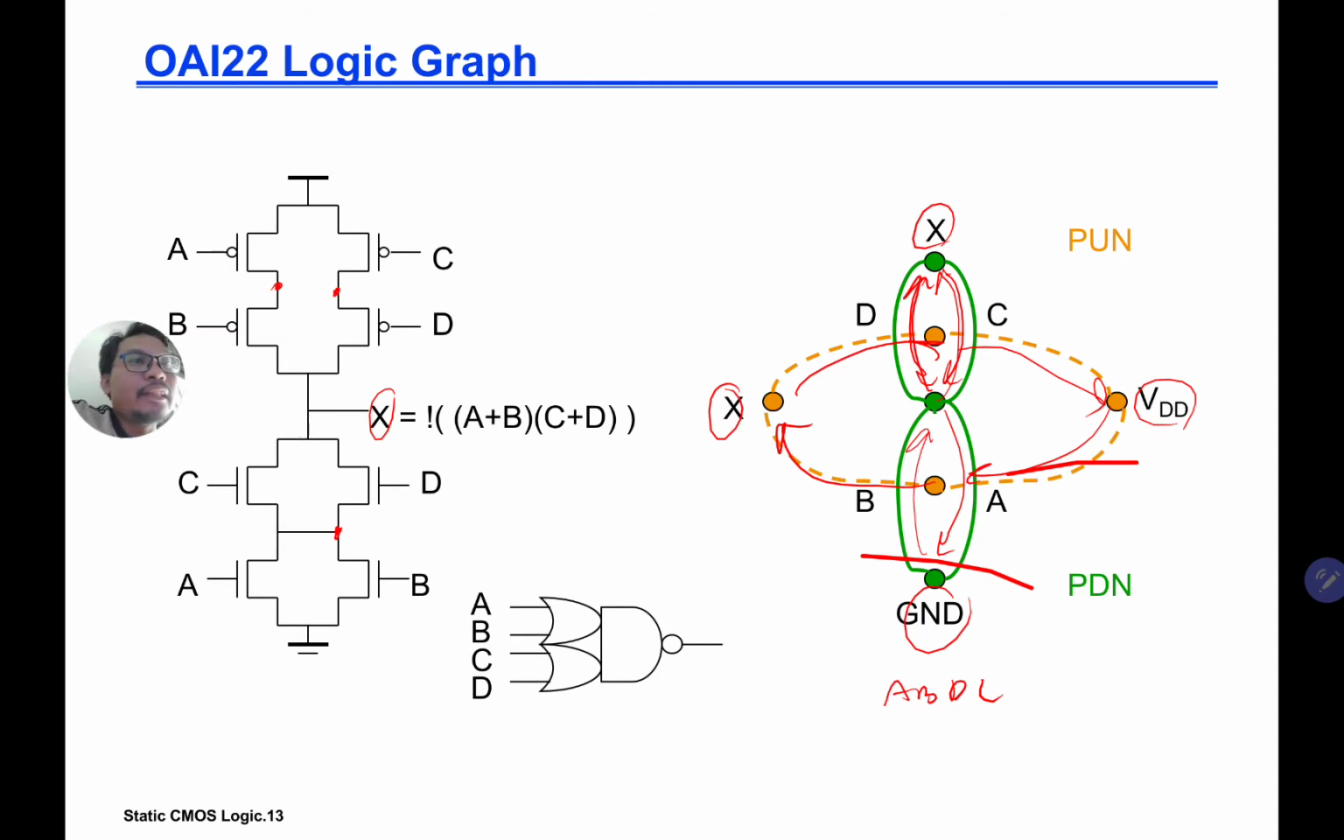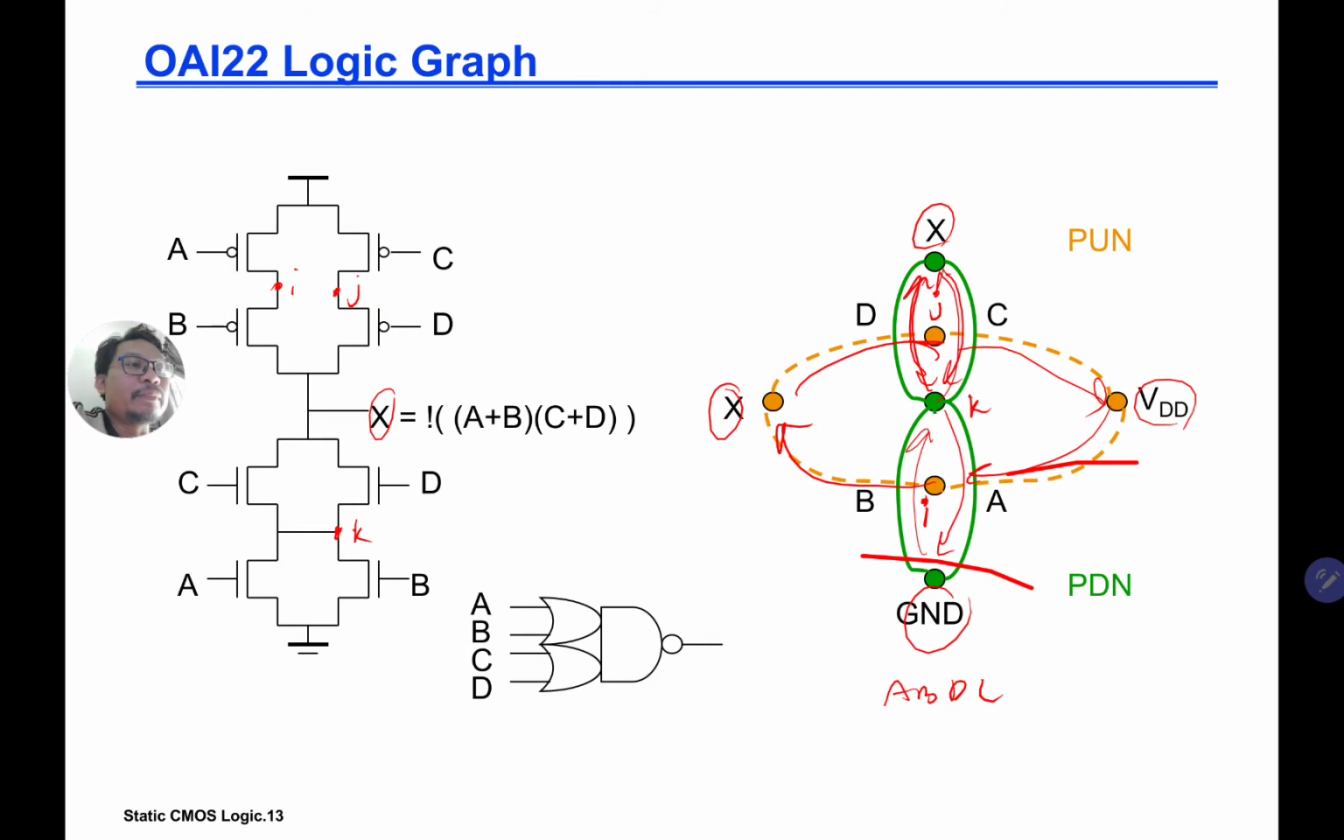Between C and D, let's call this I, J, and K. So between A and B, you have the I. So this is your I node. This is your J node, and here is your K node between D, A, and B for the NMOS. Okay, so you draw your logic graph, and then you check if there is a consistent Euler path or not.